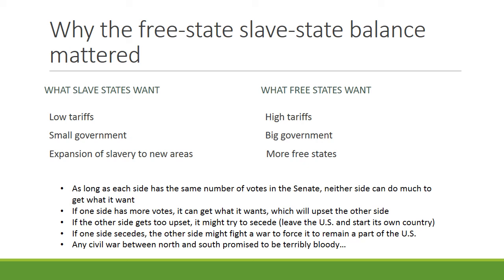But any possible war between the North and South, any possible conflict between these two sections of the United States, promises to be terribly bloody and costly. And so that's why the free state-slave state balance is important. Because if the balance is not maintained, the road to civil war is paved. And that's what starts to happen around 1850 when California comes in as a free state. The balance is tipped towards the free states, they start to do what they want, and the slave states start to think about seceding from the Union, which they eventually do in 1860.